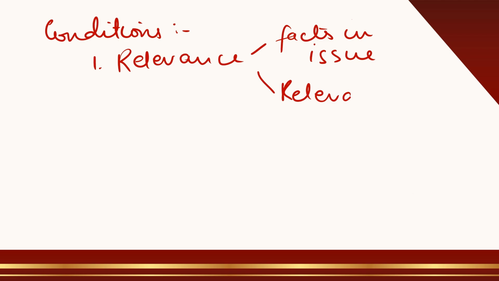Moving ahead, let's look at the conditions for admissibility. Let's look at the main conditions that decide whether evidence is admissible or not. The first one is relevance. First and foremost, evidence must be relevant. That means it should relate directly to the facts in issue, which are the actual disputed facts in the case, or relevant facts. Relevant facts are those facts that help prove or disprove something important.